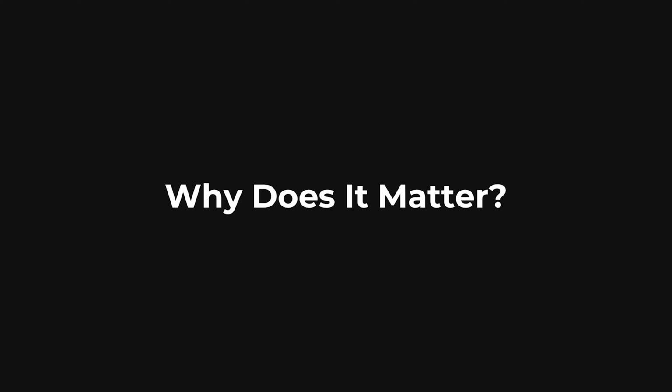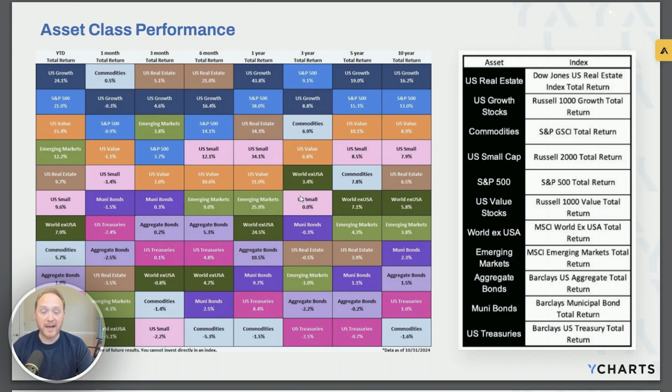So why should this chart matter to you? Well, the key takeaway is that the top performing asset class in one year may not be the top performing asset class in the next. It highlights how unpredictable market performance can actually be. And that's why diversification across different asset classes is so important. It helps spread out your risk.